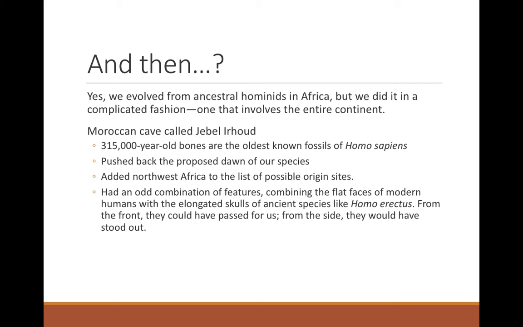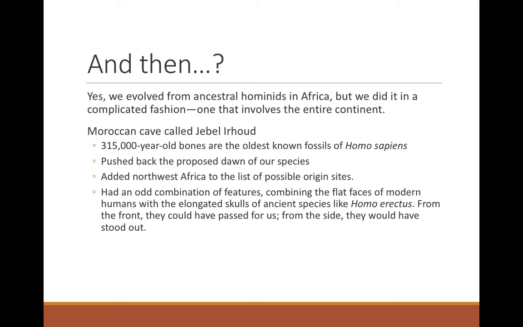We now have a Moroccan cave called Jebel Irhoud that has 315,000-year-old bones that are anatomically modern Homo sapiens. So, before we thought, well, we evolved around 200,000 years ago, lived in Africa for about 150,000 years, then left Africa around 50,000 years ago. Well, no, we were in Morocco, which is not sub-Saharan Africa, right? This is northern Africa, crossing the Sahara Desert by 315,000 years ago.